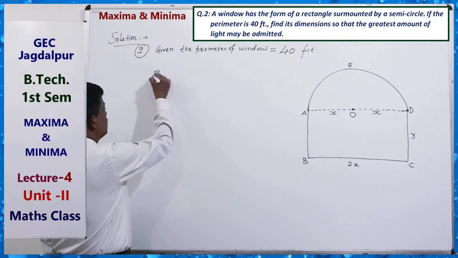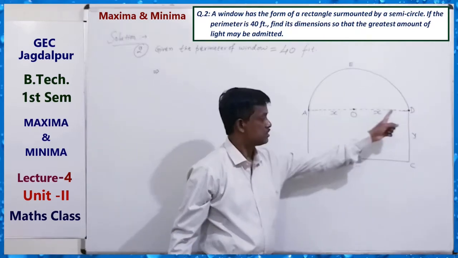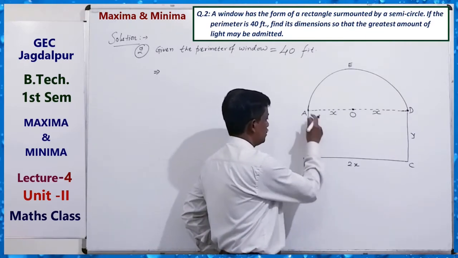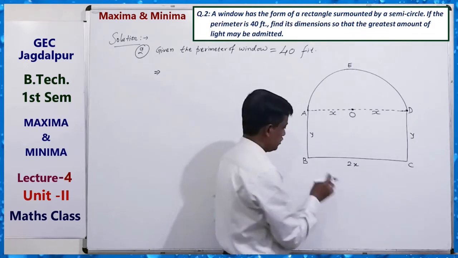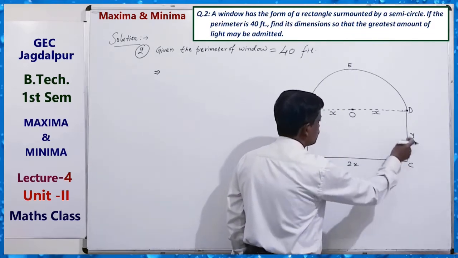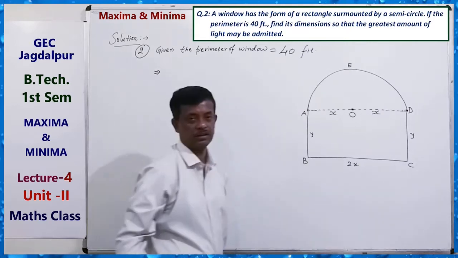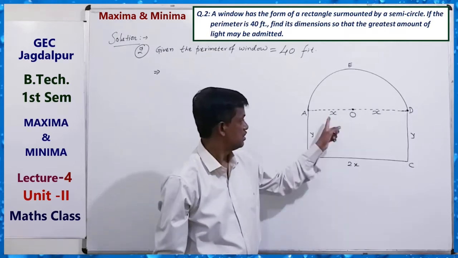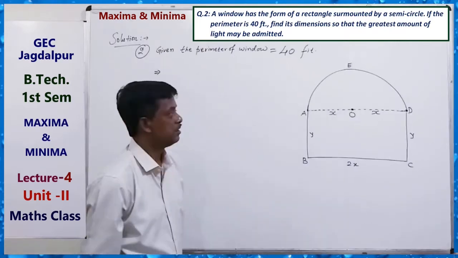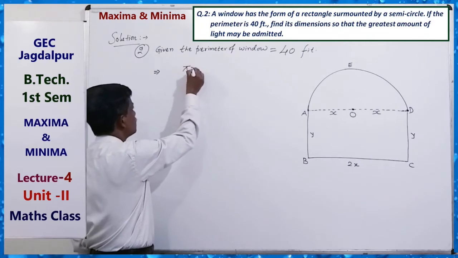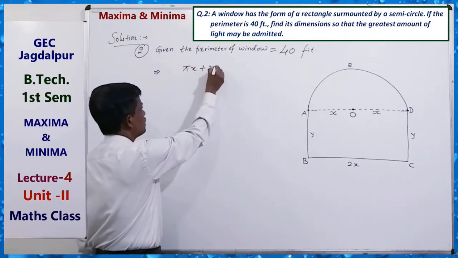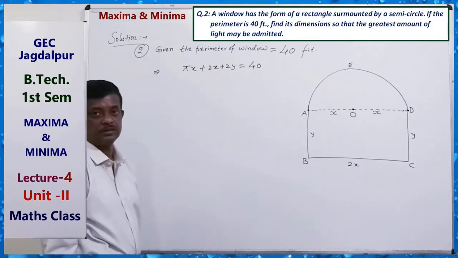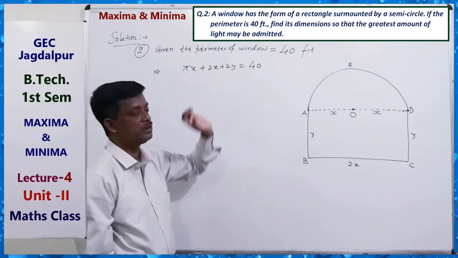Now, the perimeter. This is 2x. This side is y and this is also y, y plus y is 2y. This is 2x. So 2x plus 2y and the semicircular arc, 2 pi r by 2, that is pi r. R means radius, so pi x. So pi x, the semicircular arc, plus 2x plus 2y equals 40. This is the given perimeter, 40.